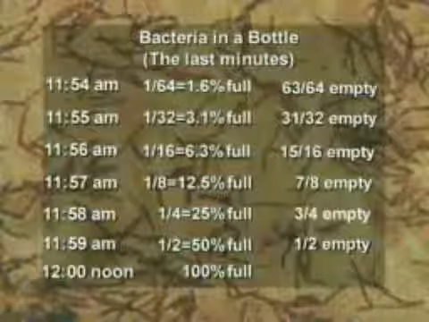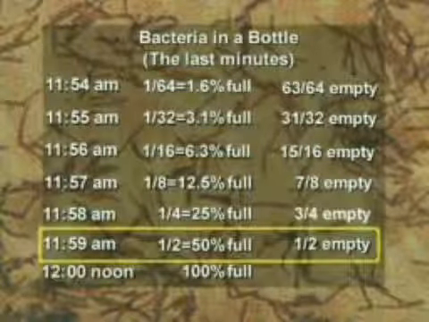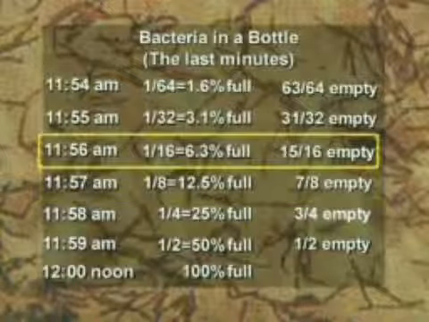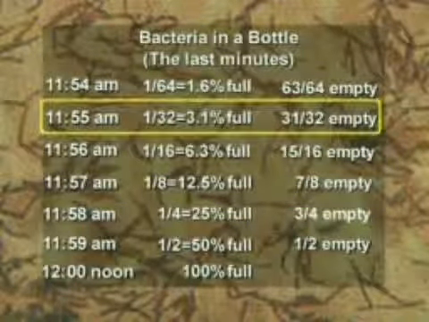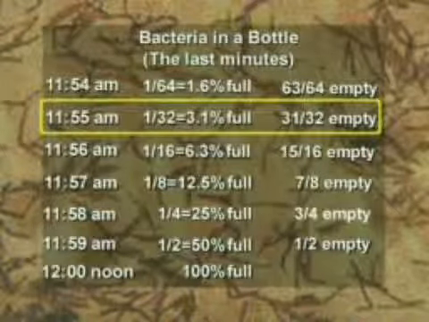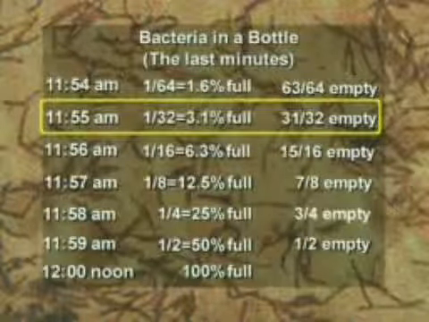Well, let's just look at the last minutes in the bottle. At 12 noon, it's full. 1 minute before, it's half full. 2 minutes before, it's a quarter full, then an eighth, then a 16th. Let me ask you, at 5 minutes before 12, when the bottle's only 3% full and is 97% open space just yearning for development, how many of you would realize there was a problem?